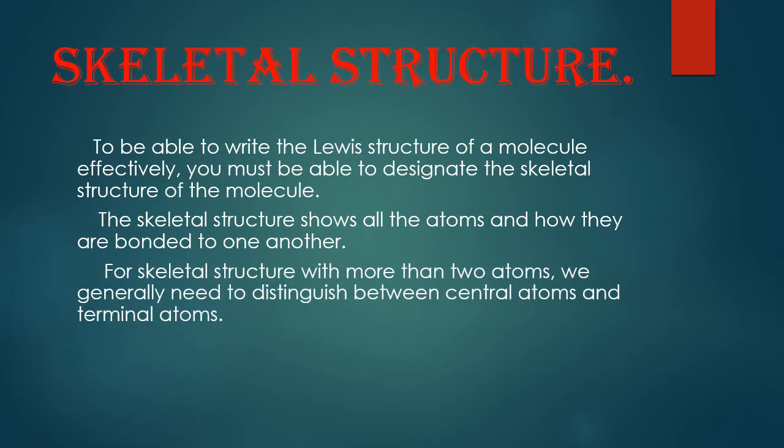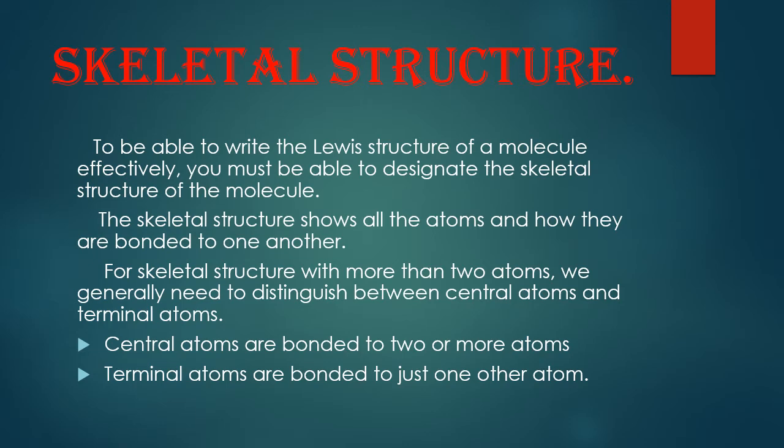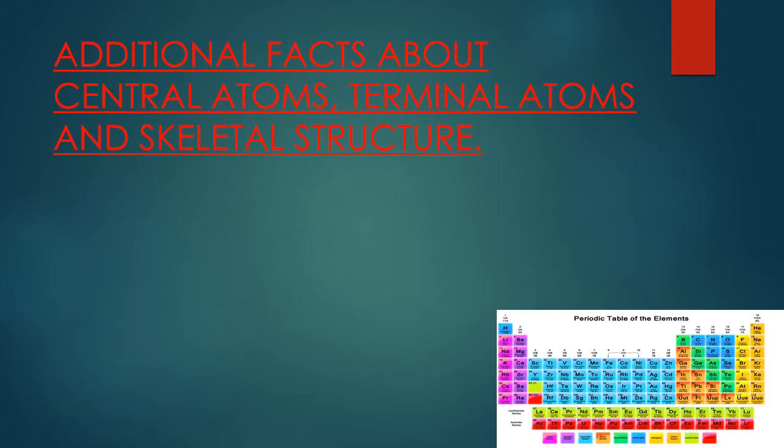For skeletal structure with more than 2 atoms, we generally need to distinguish between central atoms and terminal atoms. Central atoms are those atoms bonded to two or more atoms, and terminal atoms are bonded to just one other atom. Let's look at some additional facts about central atoms, terminal atoms, and the skeletal structure.